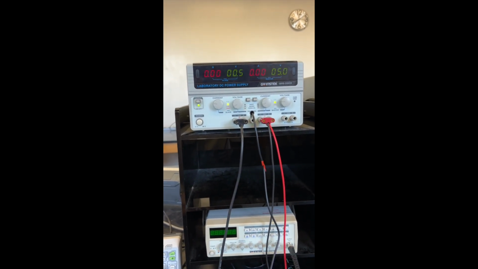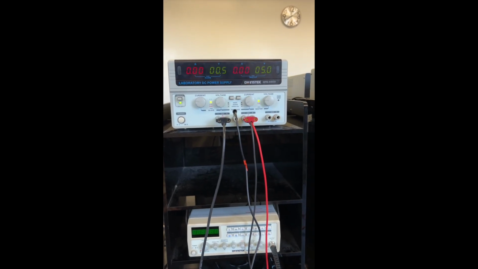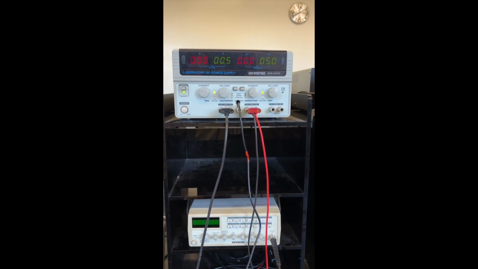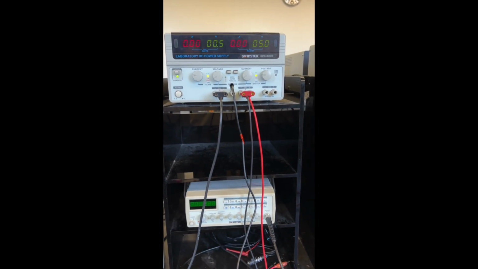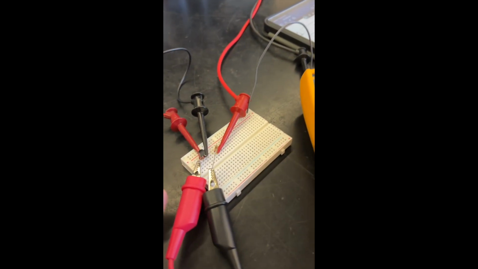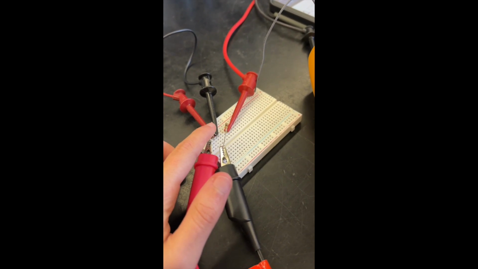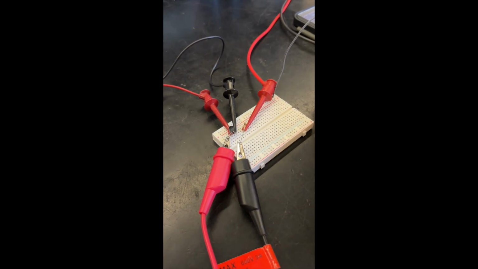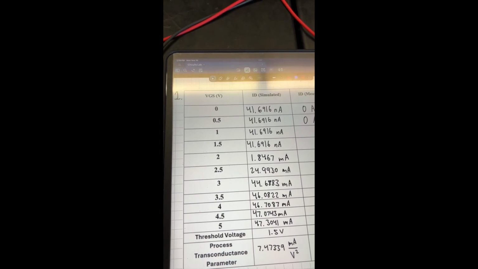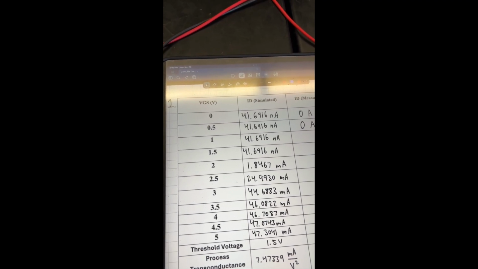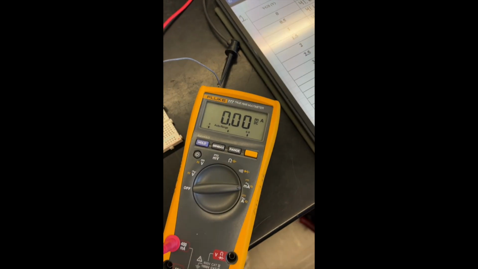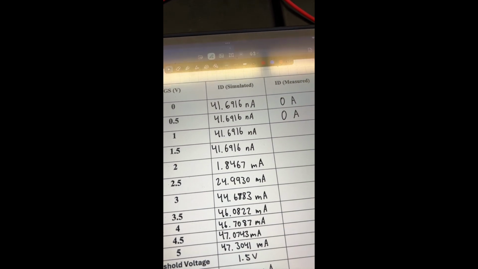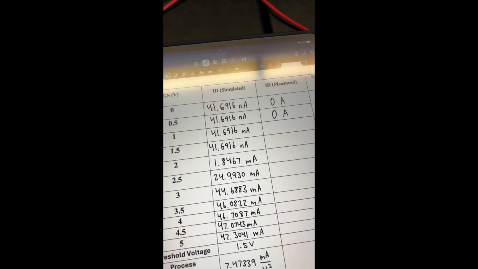And then the voltage across my MOSFET, I'm going to be changing the voltage of it by 0.5 volts from 0 to 5 volts, and then measuring the current coming from the NMOS at each of those voltages. And so far I've measured at 0 and 0.5 volts, and both of them are giving me a reading of 0 milliamps. And the simulated was 41 nanoamps.